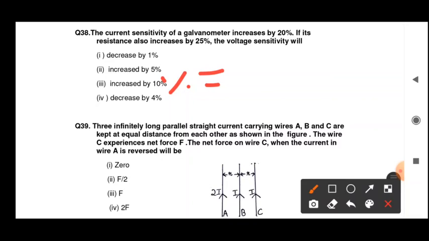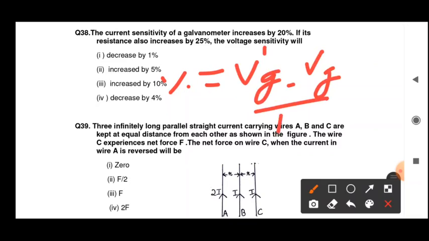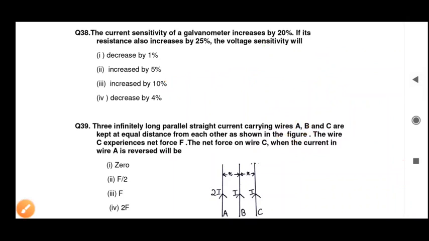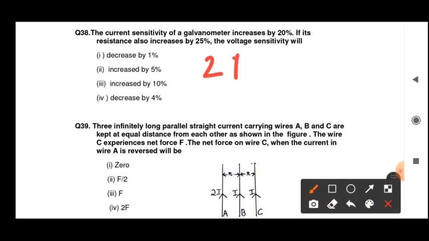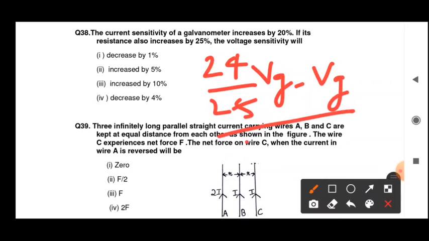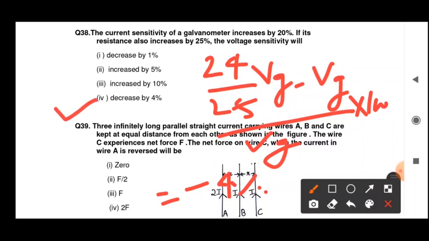So percent change can be calculated by (Vg' minus Vg) divided by Vg into 100. So change in voltage sensitivity to the original voltage sensitivity into 100. Let's write down the values here: (24/25 Vg minus Vg) divided by Vg into 100. If you solve this, it is obtained as minus 4%. So it means that the voltage sensitivity will decrease by 4% in this case.